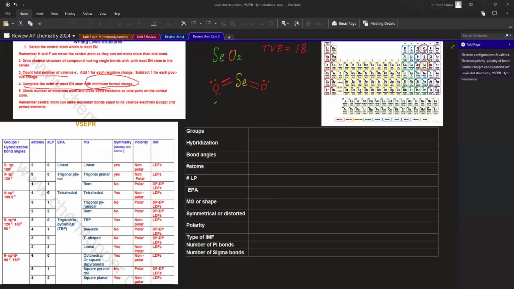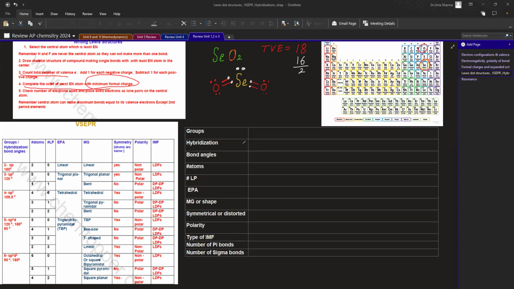You know that selenium has 6 valence electrons, right? It has used only 4. 4 bonds means it has used only 4. So how many are left out of 6? 2 are left. So there is a lone pair on selenium. You can do it like this also. 8, 8, 16. 18 minus 16 is 2. These 2 electrons will come on the central element as a lone pair. Right?